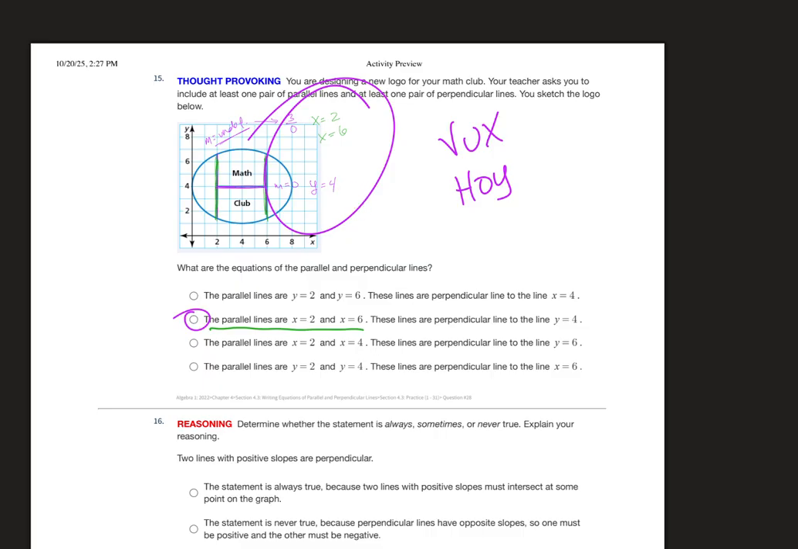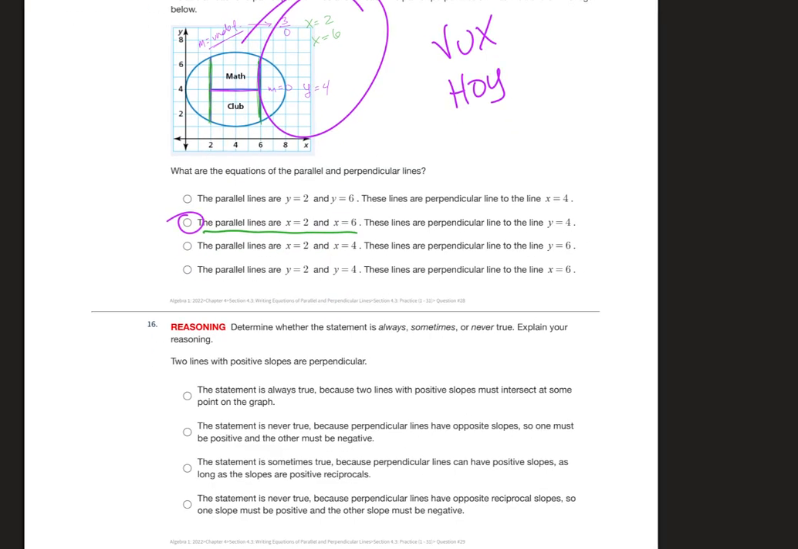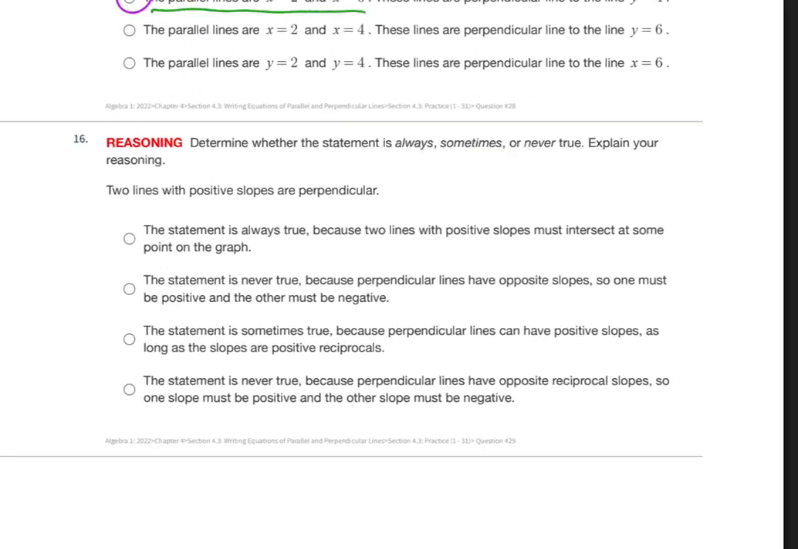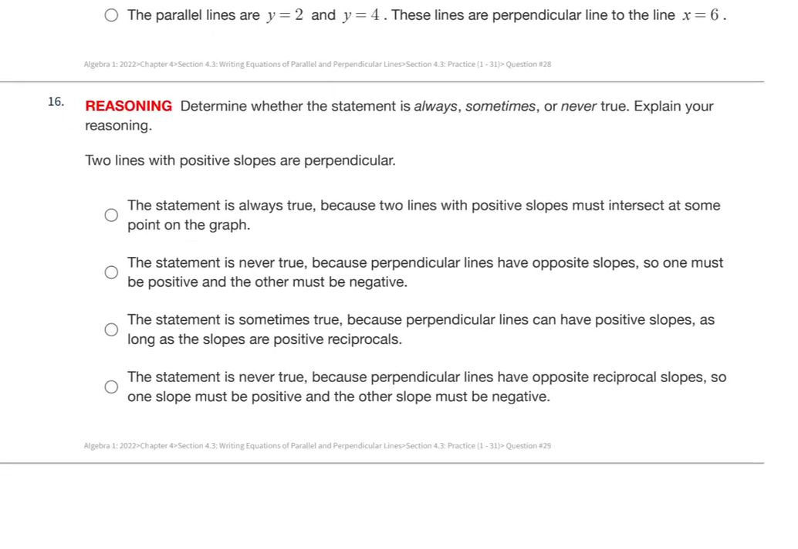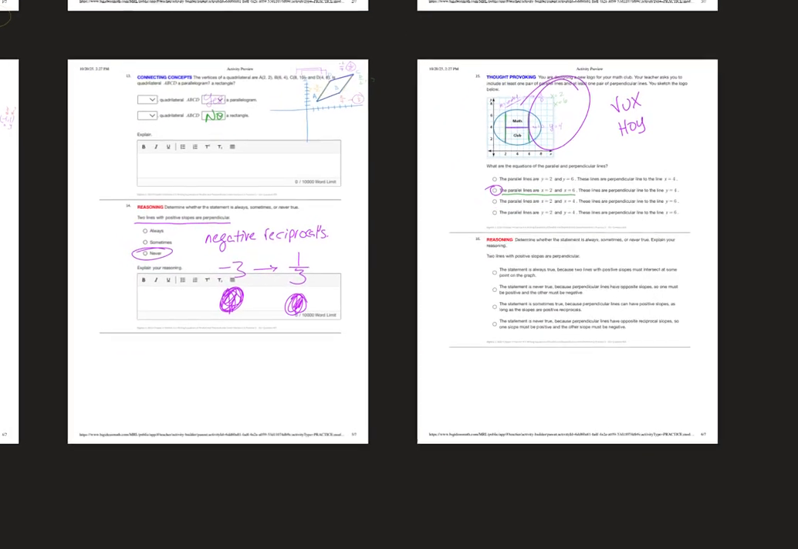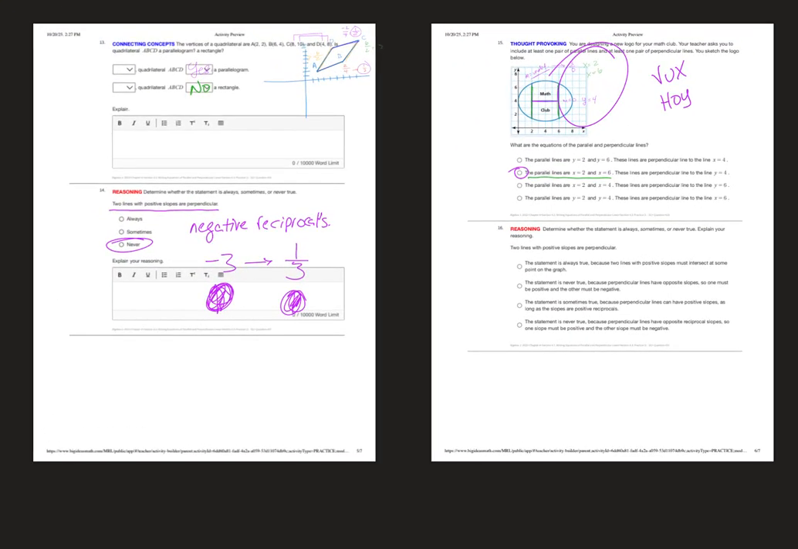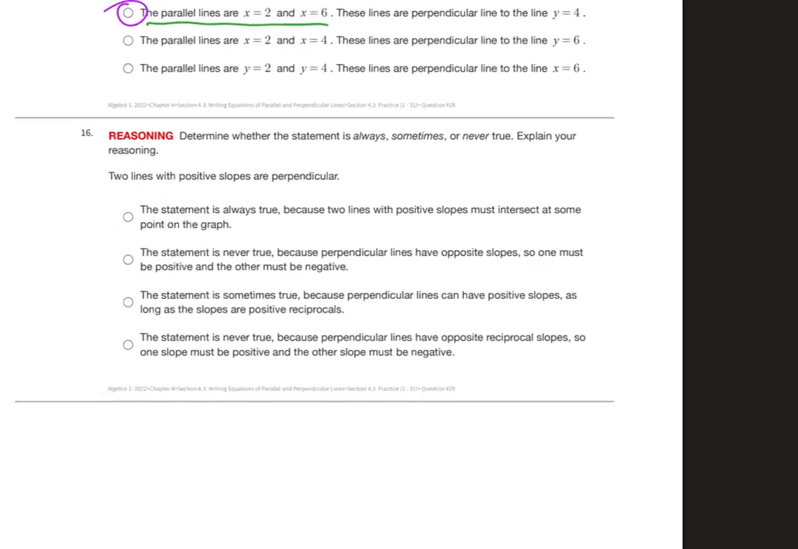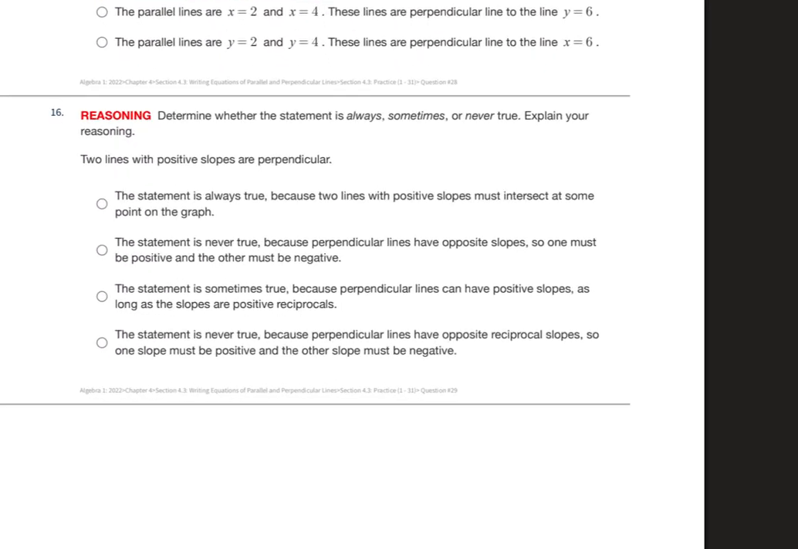Okay, next. Determine whether the statement is always, sometimes, or never true. Explain your reasoning. Two lines with positive slopes are perpendicular. I feel like we just did this 2 lessons ago. So the statement is never true. So here, it's either this one or this one. Let's check out what they said.